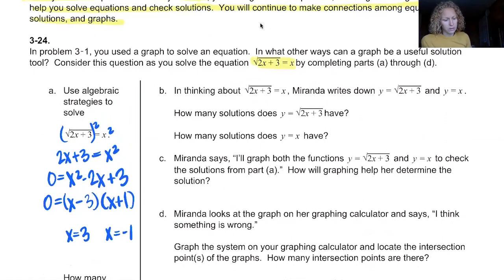All right. Now we've got to think about this another way. We've got a friend here, Miranda, and Miranda's going to split this equation into 2. She's going to do y equals the square root of 2x plus 3 and y equals x. Quick little check. How many solutions does y equals the square root of 2x plus 3 have? Infinitely many. There's an infinite combination of x, y points that are going to make that true. Same with the next one. Both have infinitely many solutions.